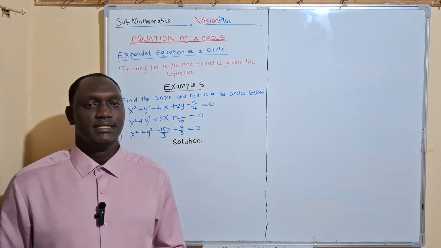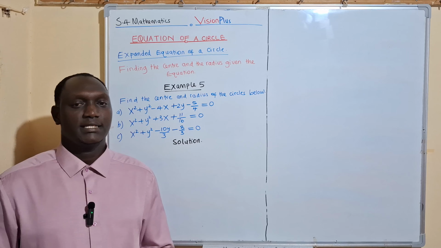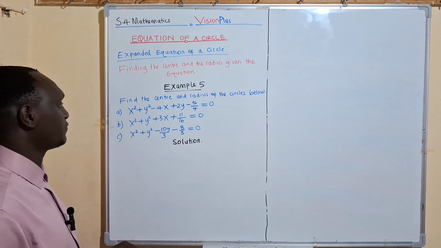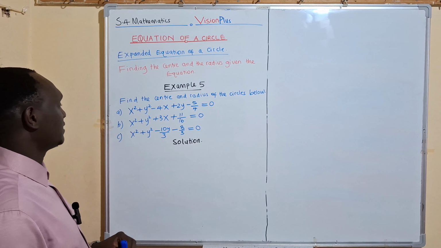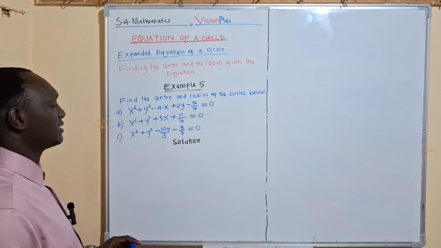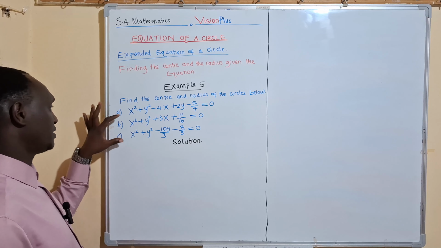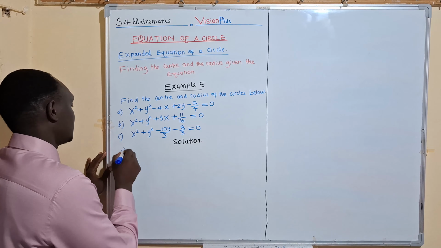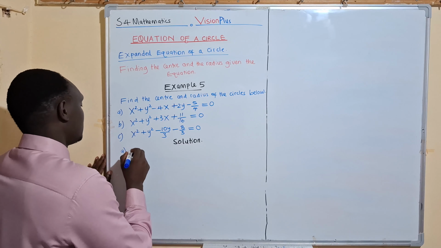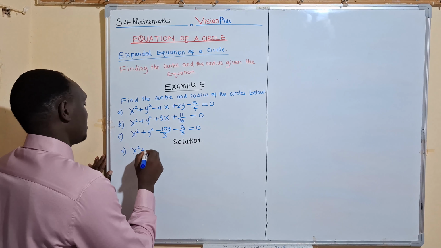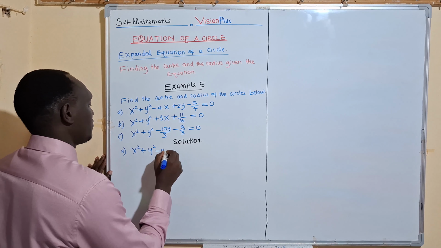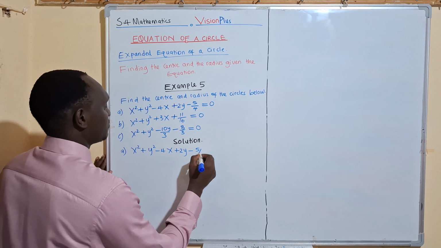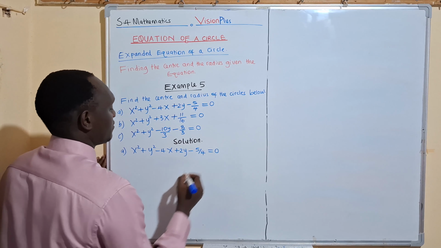We are looking at finding the center and the radius when we are given the equation of a circle in the expanded form. Example 5 says that we need to find the center and the radius of the circle below. So these equations are in the expanded form. Let us see how we can find the center in each. Part A says x squared plus y squared minus 4x plus 2y minus 5 over 4 equals 0.